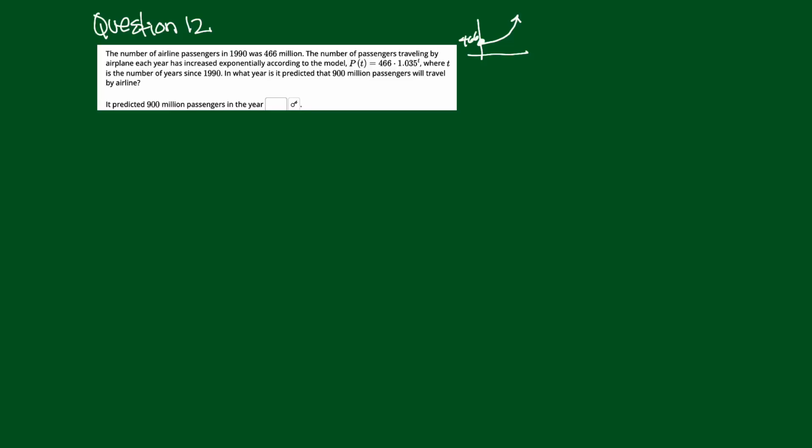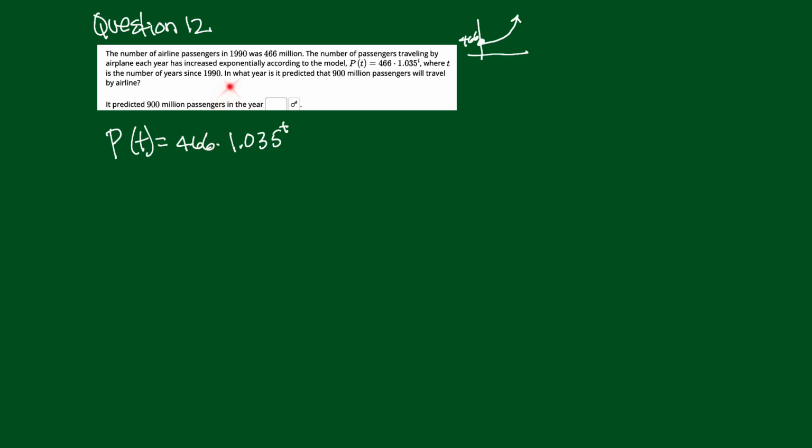So what else do we know here? It's increased exponentially according to this model. Let me write that down. P of t is equal to 466 times 1.035 to the t. So this is exponential. You see it? The variable's in the exponent. And you see that multiplier out here? That's our start value. And sure enough, back in 1990, we started with 466.